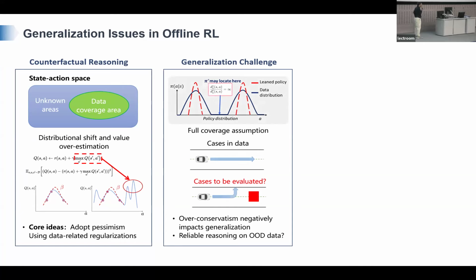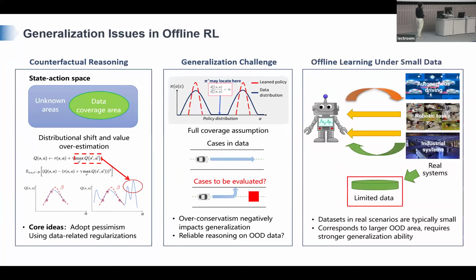If your policy cannot do reasonable OOD generalization, it cannot be deployed in the real world because bad things happen. What is more extreme is that in many real-world cases, you might have very limited data, so small that you can hardly train a robust policy. Because when you have limited data, the data coverage area shrinks, and most of your state-action space will be OOD.